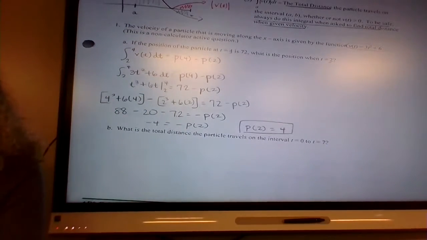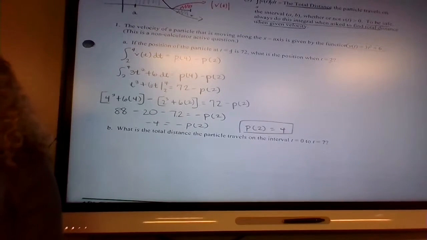All right, what's the total distance the particle travels on the interval from t equals 0 to t equals 7? All right, total distance.